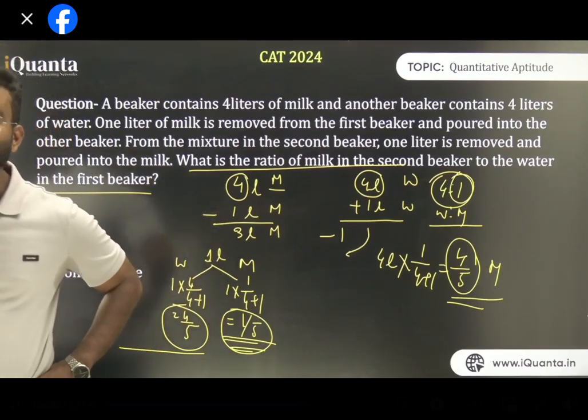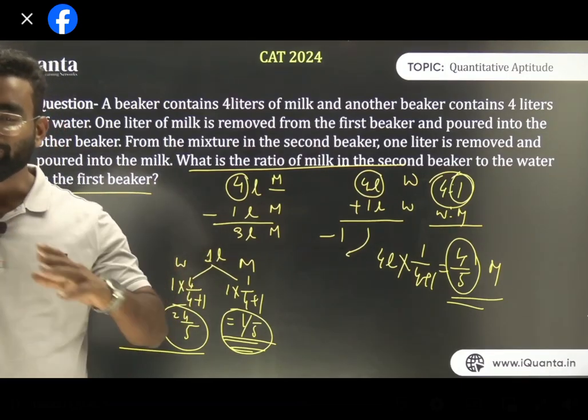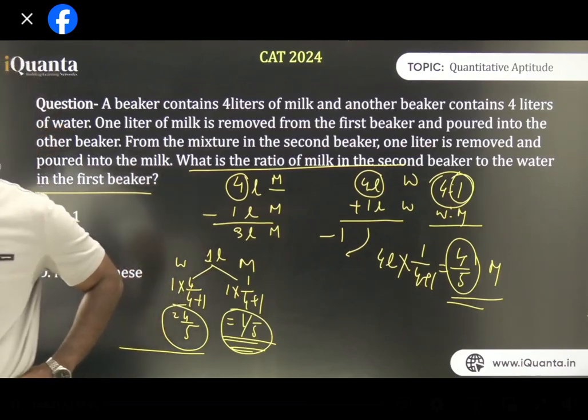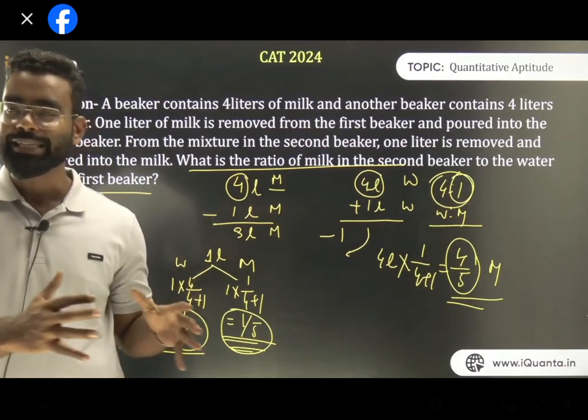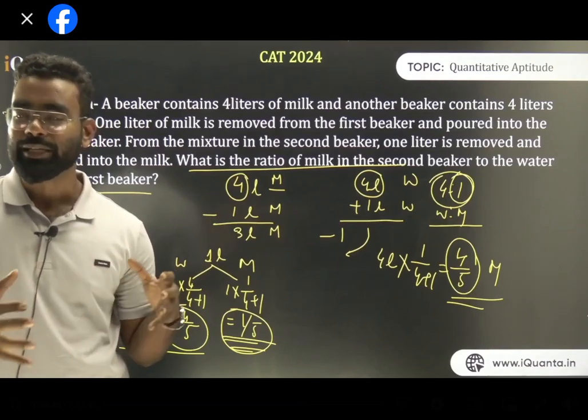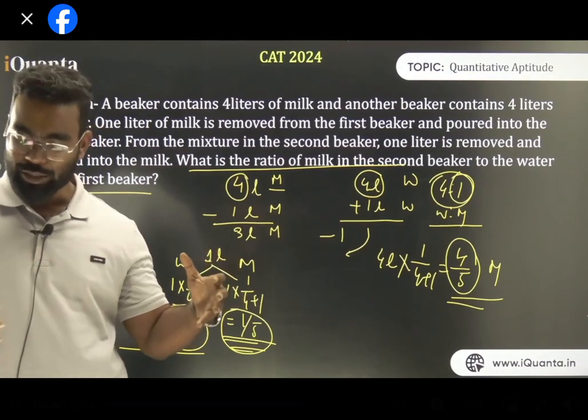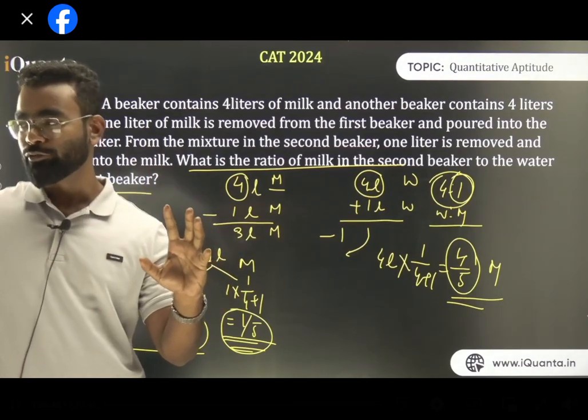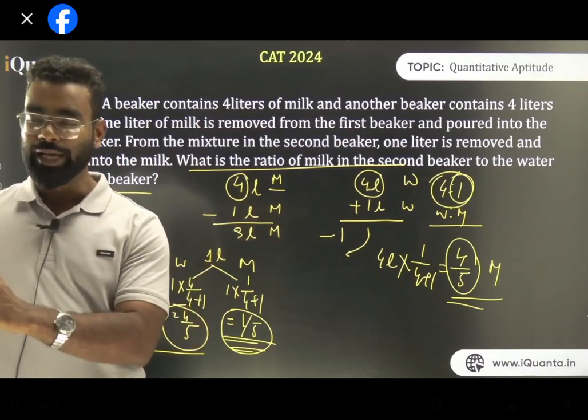Is it fine, guys? So this is how you can divide this thing. But one thing you need to understand, the major understanding from this question is not exactly this. The major understanding from this question is, if you do this kind of removal and replacement in this way, let's say 4 liters of milk is there, 4 liters of water is there, I removed 1 from here, again remove 1 from here.